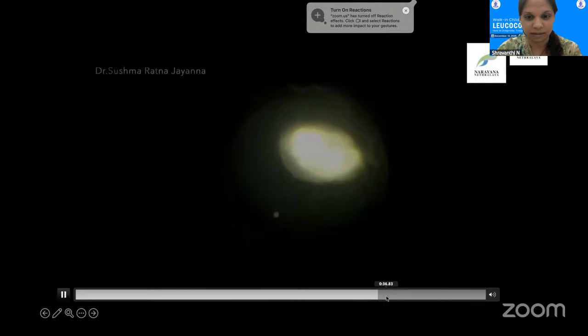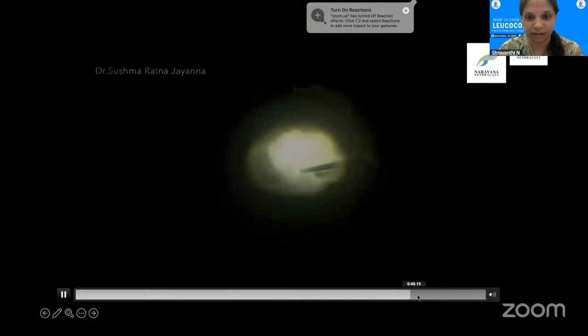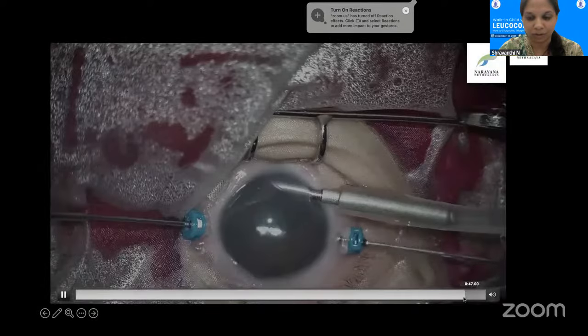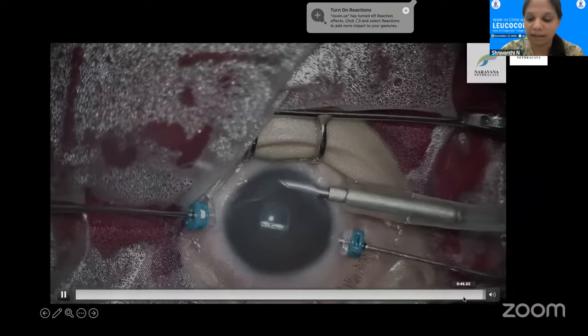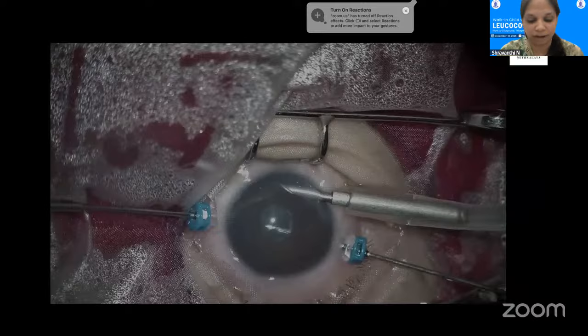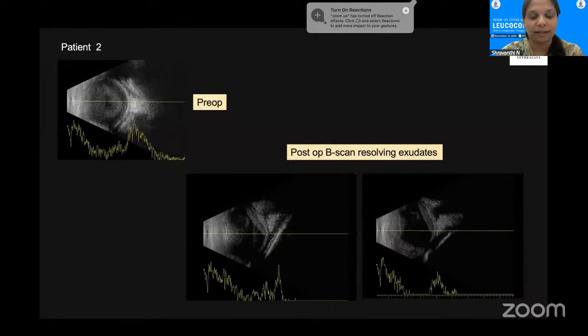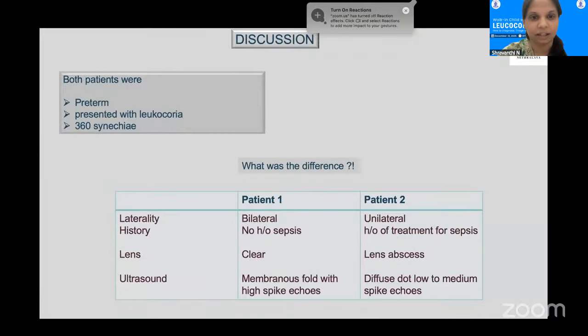So once we cleared out the entire exudates, silicone oil tamponade was used, and then the case was closed. Intravitreal antibiotics like vancomycin and dexamethasone at half dose were injected, and the case was closed. Now you can see the B scans, preoperative and postoperative, where you can see the resolving exudates.